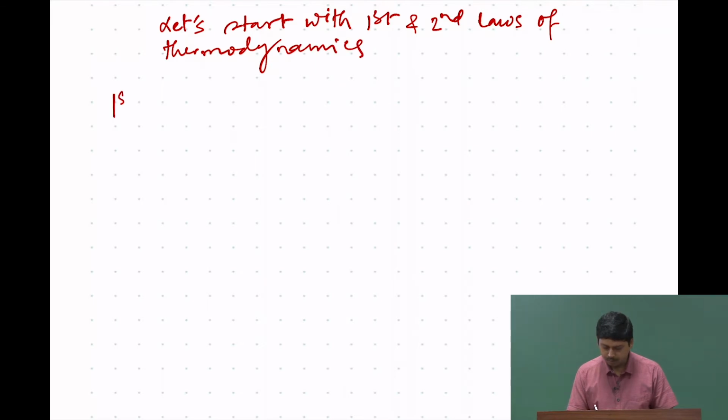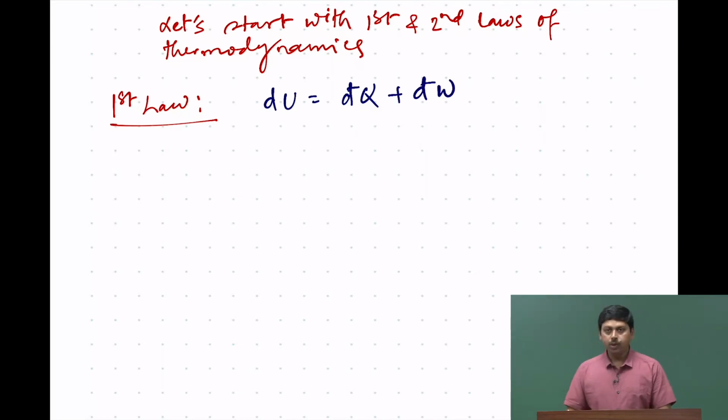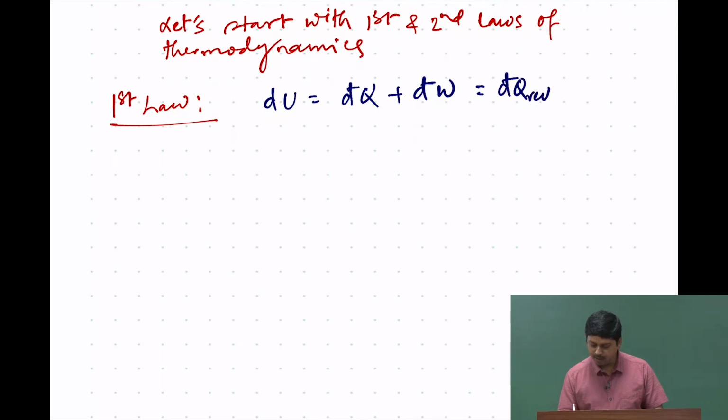So, what is the first law? The first law says that dU is equal to dq plus dw. You know that the d with a cut here denotes that the process is path dependent, whereas dU is a state dependent property. And you also know that the process can be reversible or irreversible, it does not matter, dU will remain the same. So, we can write for a reversible process dq reversible and dw reversible.